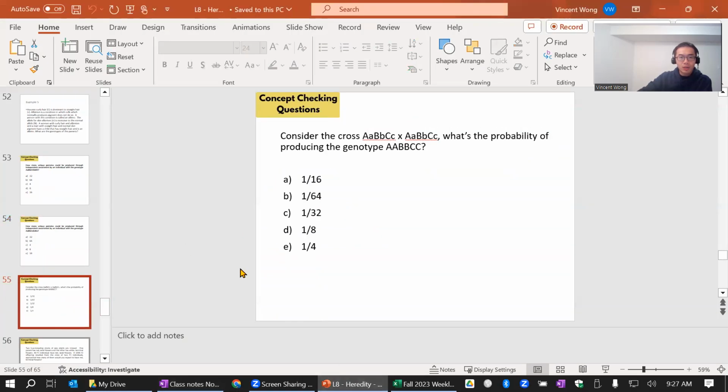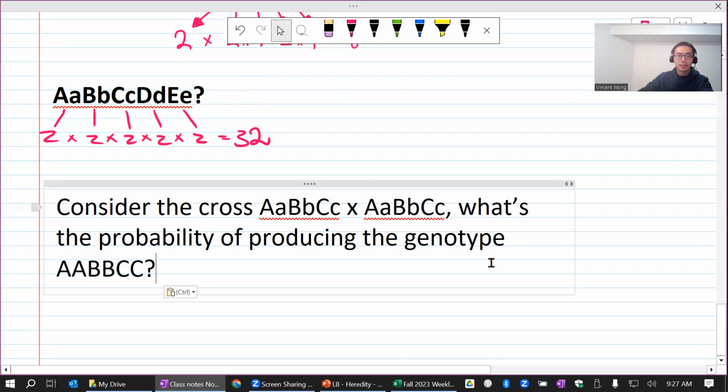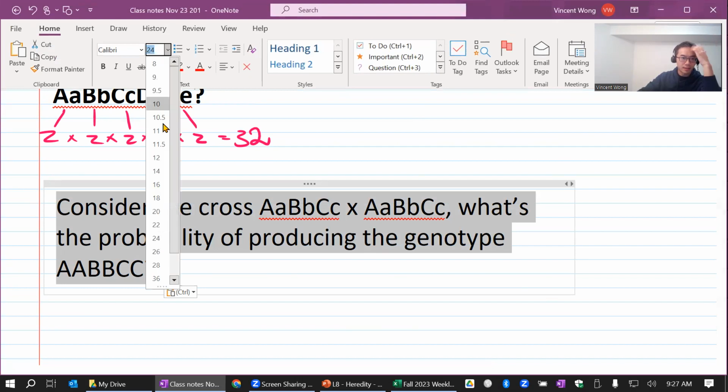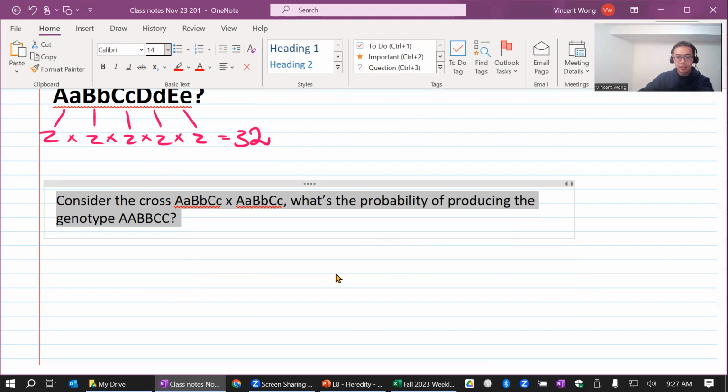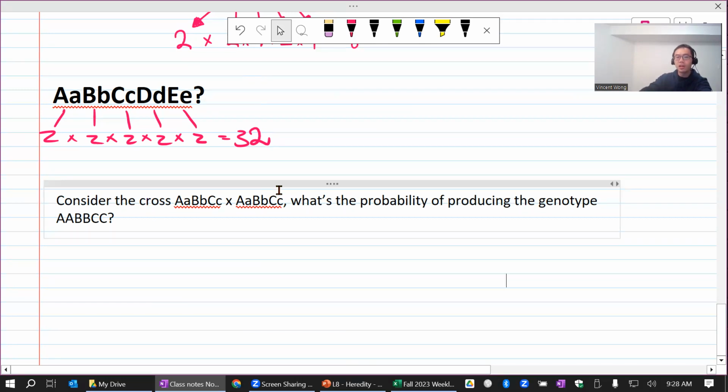Now, one more question. Nope, sorry, not one more question. Here's another question. So you've got to pay attention to this stuff, okay? It's not easy. I mean, hopefully you have been paying attention the whole time, but pay extra attention here. Consider the cross between this and this. Now it's 3 different traits, right? Dihybrid cross is 2 different traits. This is 3 different traits. What is the probability of producing something like this?